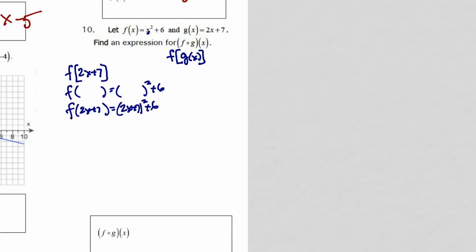And now we'll square this. We'll talk our way through the pattern. Square the first, 4x squared. Multiply these two together, 14x, and double it, plus 28x. Square the last, 49. Add that 6. So all in all, we're going to get 4x squared plus 28x. Multiply these together, you get 14x, and double it, you get 28x. And then the 49 and 6 is going to give us a 55. So let's conclude now that f of g of x is 4x squared plus 28x plus 55.